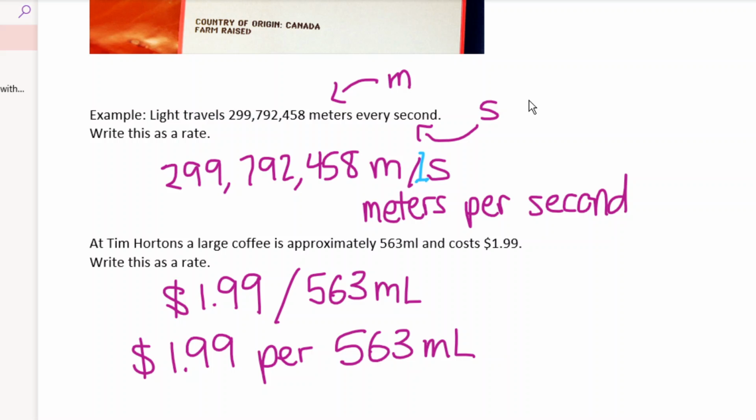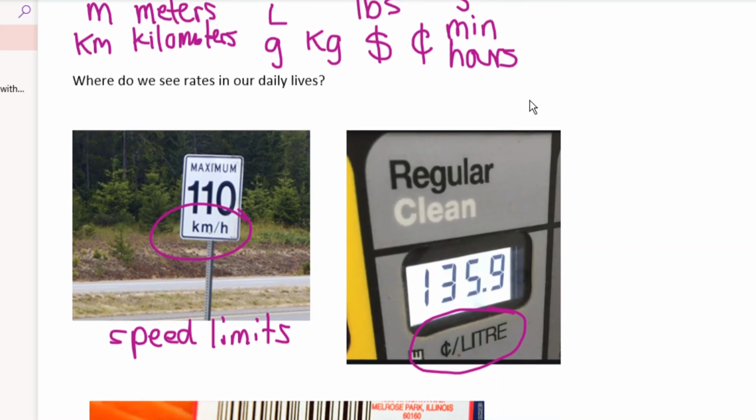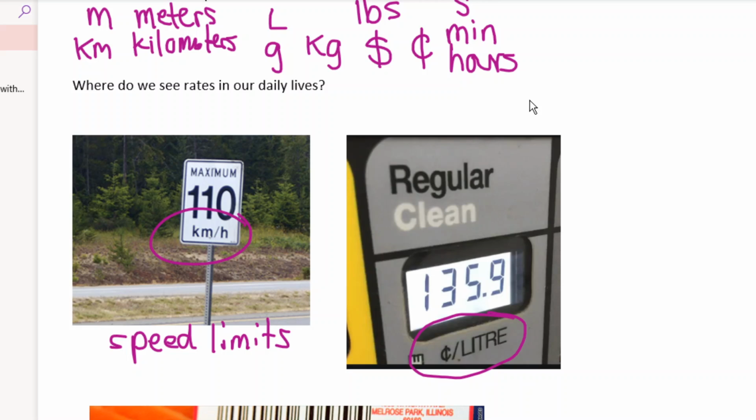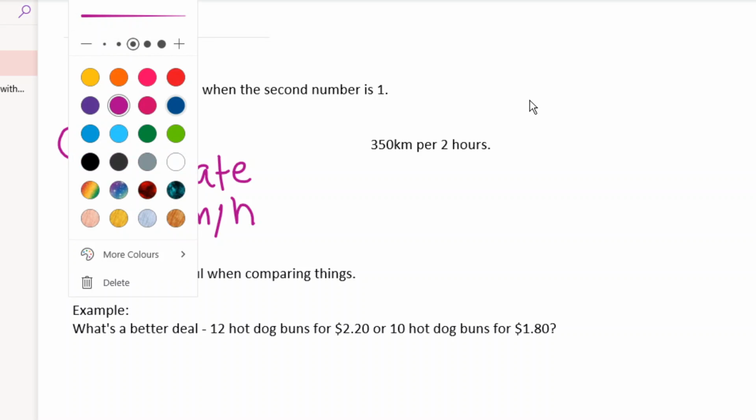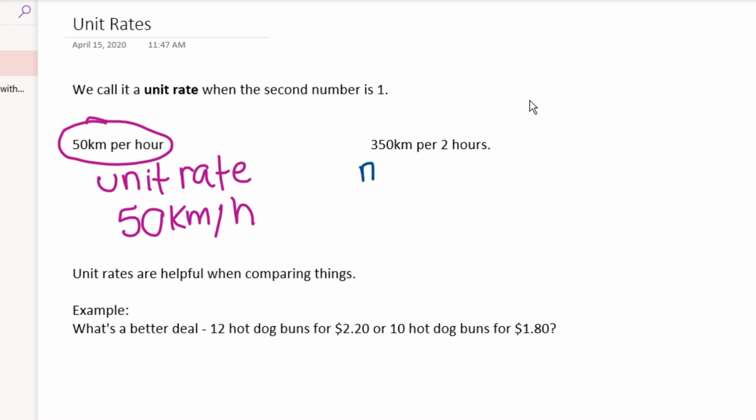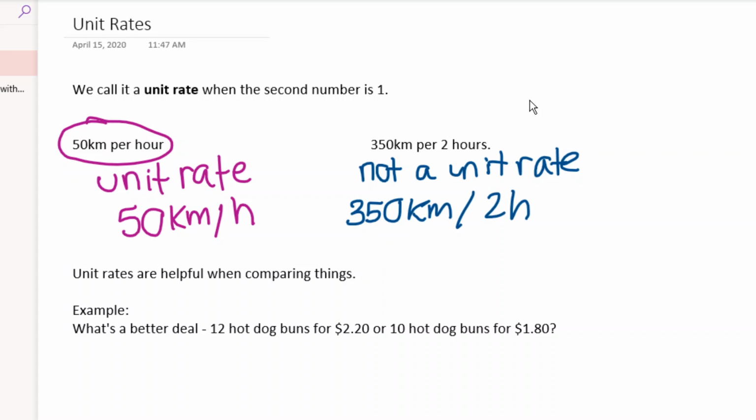If we go back to the other page, and we scroll up here, you'll notice that the speed limit is written as a unit rate. It is 110 kilometers per 1 hour, so it is a unit rate. Similarly here, 50 kilometers per 1 hour is a unit rate. This one over here, however, is not a unit rate, right? Because we have 350 kilometers per 2 hours. And that is just not a unit rate. The second number is not 1, and therefore it is not a unit rate.